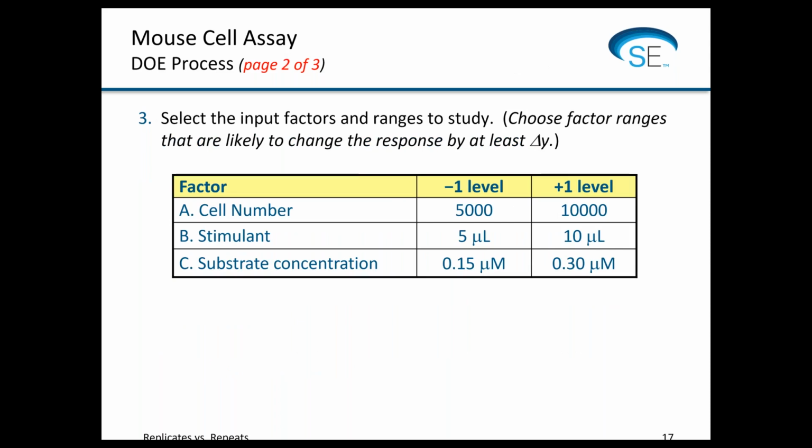Okay, so then we have to pick our factor levels. And so remember, we have to pick levels where we think will generate a change in fluorescence of about 400 units or more. So we pick the number of cells, cell number between 5,000 and 10,000, the stimulant between 5 and 10 microliters, and the substrate concentration between 0.15 and 0.3 micromoles.